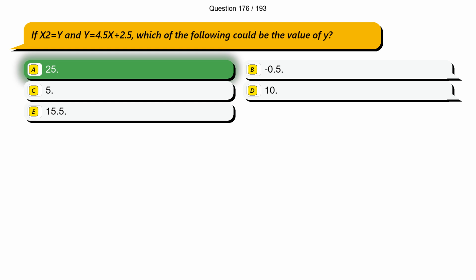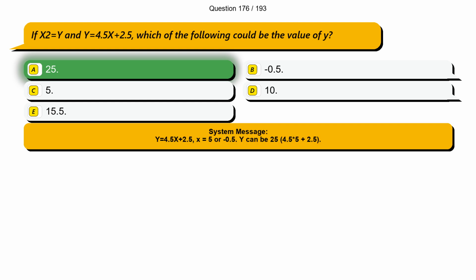The correct answer is Option A, 25. y equals 4.5x plus 2.5, x equals 5 or minus 0.5. y can be 25, 4.5 asterisk 5 plus 2.5.